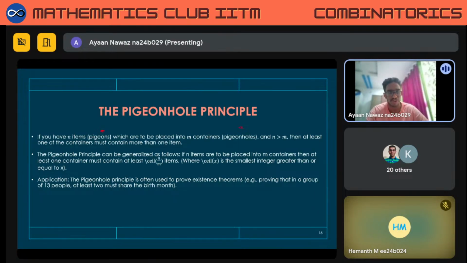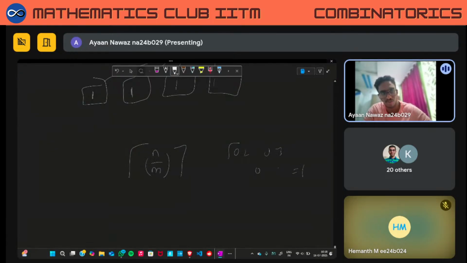Example, proving that in a group of 13 people, at least two must share the same birth month. Because we have 12 months and we have 13 people, right? So if, in the best case, each of these 13 people has a different month, only 12 of them can have distinct months. The remaining one has to share a birth month with one of the other 12, because there are only 12 months. You cannot have 13 months.